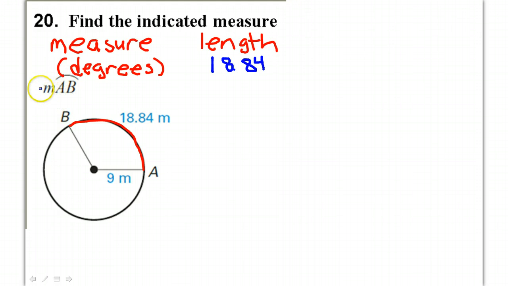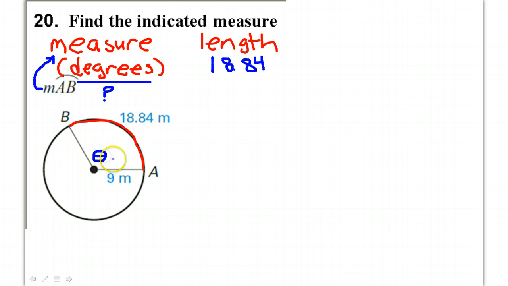Okay? Now, are we being asked to find the length? No. This little m stands for measure. So you have to pay attention to that. The little m means the measure of arc AB. That means we're being asked to find degrees. We do not know the degrees yet. Look in here. The degrees. That's normally what would be right here. I'll put a little theta right here.